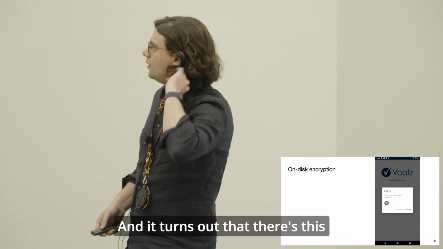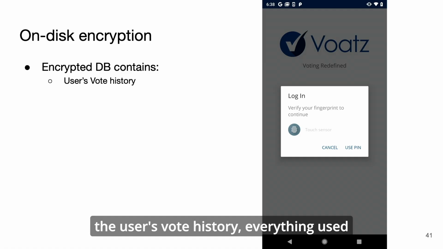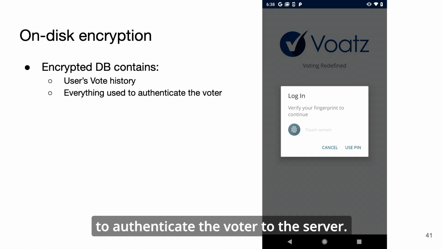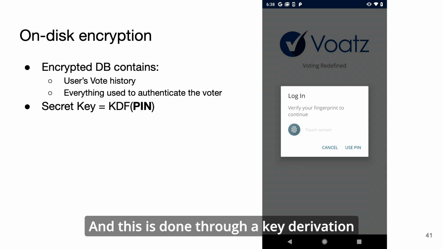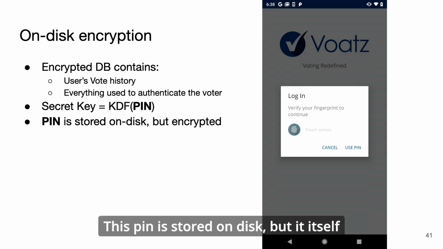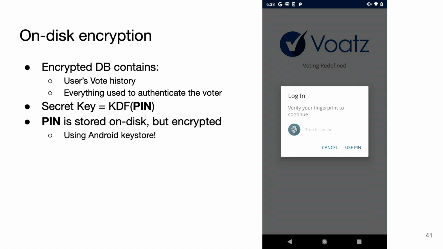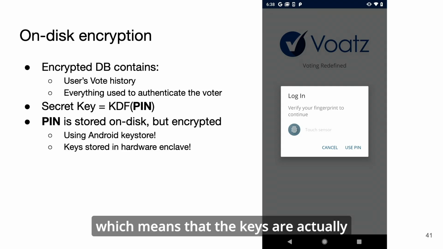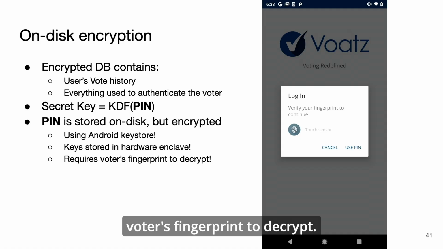And it turns out that there's this encrypted database on the device, which contains the user's vote history and everything that's used to authenticate the voter to the server. This is done through a key derivation of a PIN that the user provides. This PIN is stored on disk, but it is itself encrypted using the Android key store, which means the keys are actually stored in a hardware enclave when available. And this requires the voter's fingerprint to decrypt.